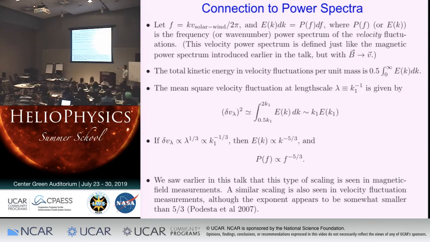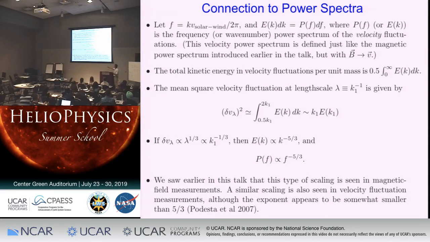So basically, this delta V squared, this energy per unit mass, is part of the full energy per unit mass. It's the part that's contained within an interval of wave numbers that has a logarithmic width of order unity. So it's like a factor of 2 or 3 or 4 in k space. Now, what is that to order of magnitude? We don't care about factors of 2 or 3. This integral is roughly the interval size, 1.5 k1, or really like k1, times the integrand. So delta V lambda squared is like k1 times E.